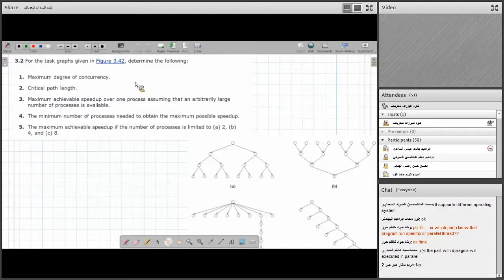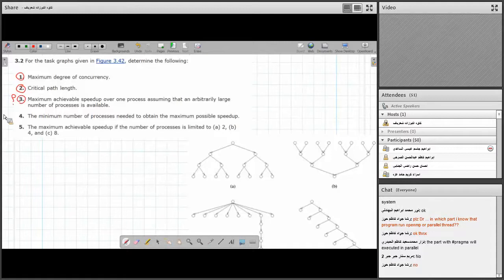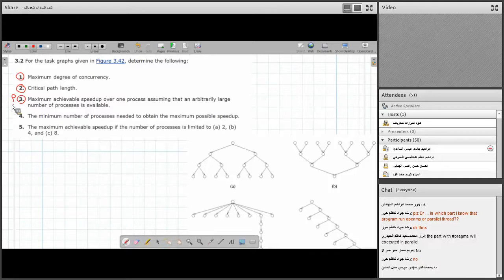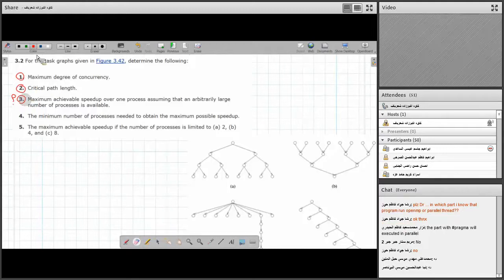In the previous session we solved part of this example. We solved this part and this part. I cannot remember whether we solved part 3 or not. Do you remember? Okay. Some friends asked about part 3, so I will solve parts 3, 4 and 5.